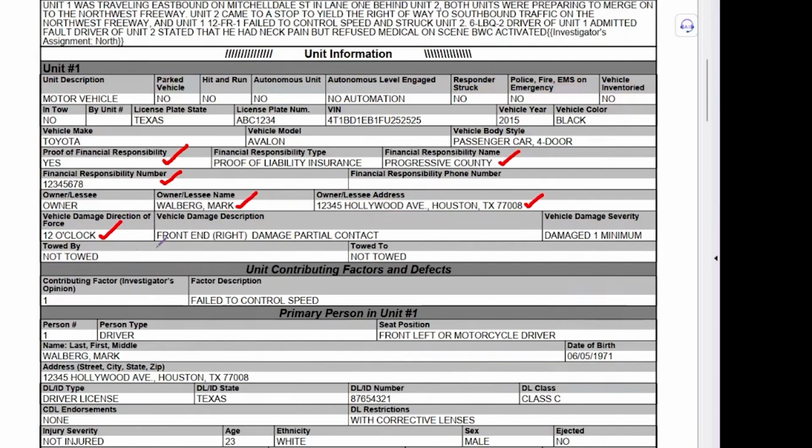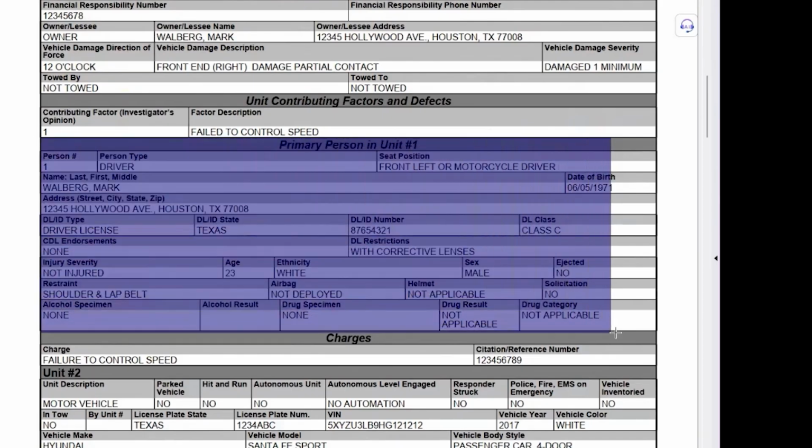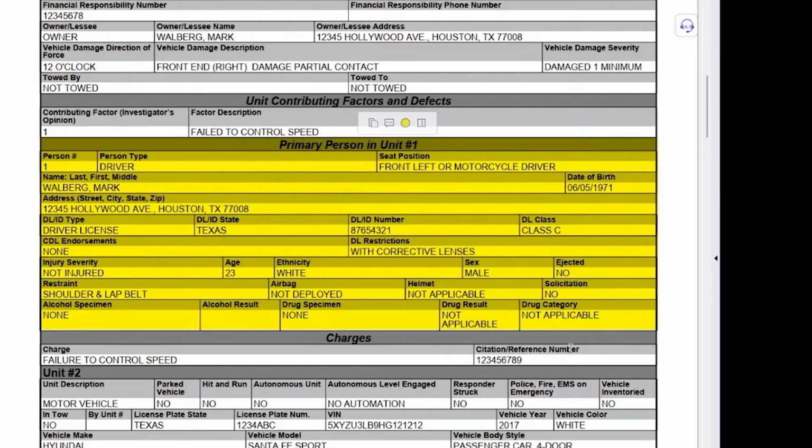So they use a clock face as a reference. So 12 o'clock would mean that the damage was to the front of the vehicle. And then there's information about if it was towed and what towing company towed the vehicle. So moving down to this section here, we've got primary person in unit 1. So they're going to list the driver, and then also elsewhere in the report, if there are passengers, the passengers would get listed too.